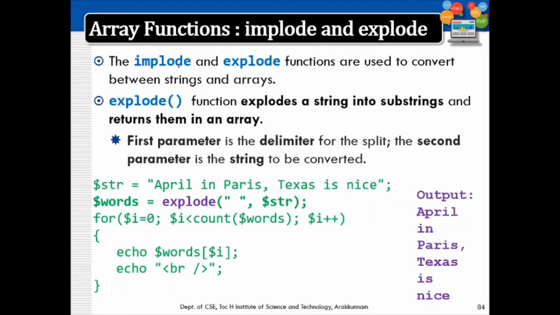Another two important functions are implode and explode functions. These can be used to convert an array into a string and the reverse. So conversion between strings and arrays is possible with the implode and explode functions. Sometimes you may get a question on how the conversion between strings and arrays happens. First one, explode. By the name itself you can understand, a string is going to be exploded into different strings. It explodes a string into substrings and returns them in an array. The first parameter is the delimiter for the split. So based on what condition?